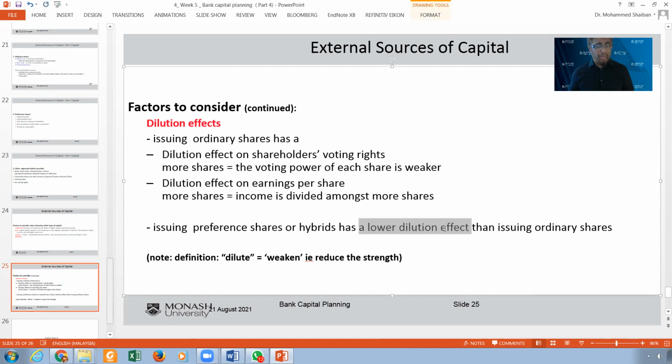As you see, this applies mainly to the common stocks, and for the preference shares and the hybrid securities, it's actually less. So what is the definition of dilute? It is to decrease, weaken or reduce the strength.